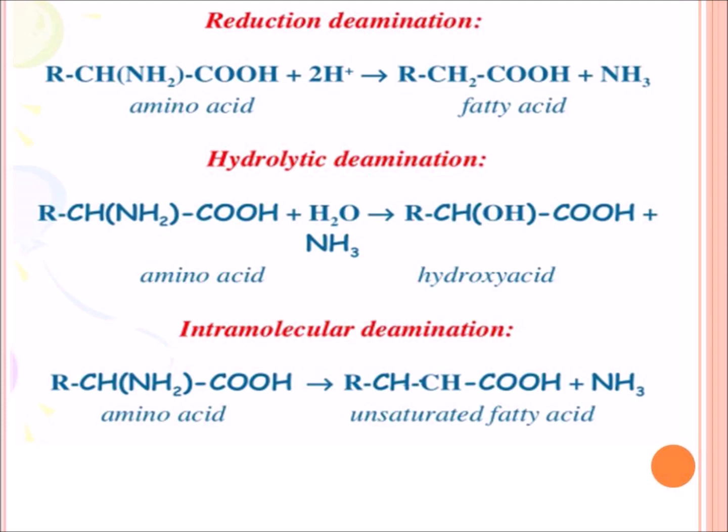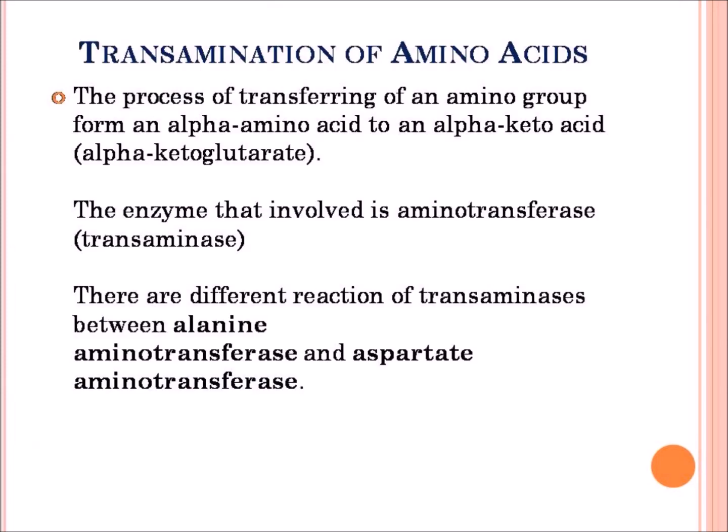In reductive deamination, the amino acid is converted into a fatty acid. In hydrolytic deamination, the amino acid will convert into a hydroxy acid, and in intramolecular deamination, the amino acid will become an unsaturated fatty acid. The next step is transamination of amino acids.